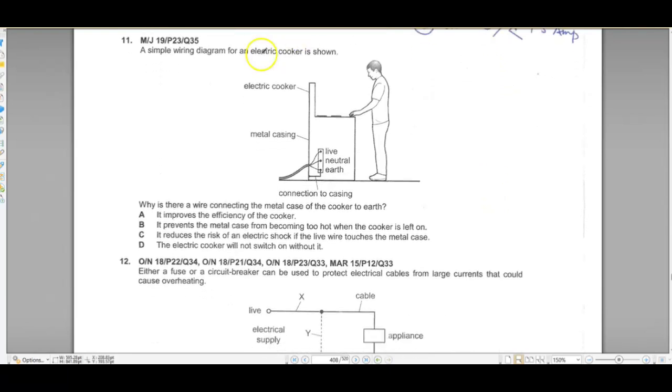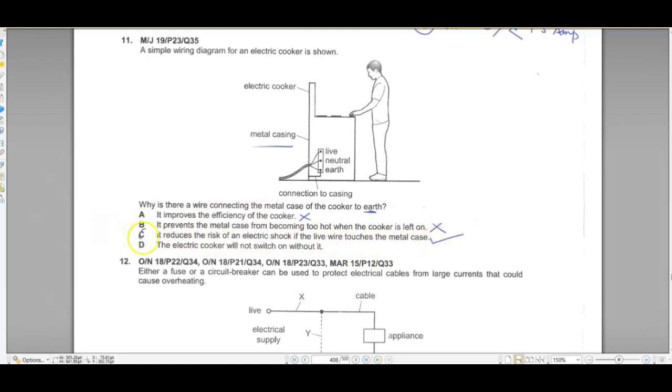Question number 11. A simple wiring diagram for an electric cooker is shown, which has a metal casing actually. Why is there a wire connecting the metal case of the cooker to the earth? Okay, it improves the efficiency of the cooker? No. It prevents the metal case from becoming too hot when the cooker is left on? No, this is not what it does. It reduces the risk of an electric shock if the live wire touches the metal case?